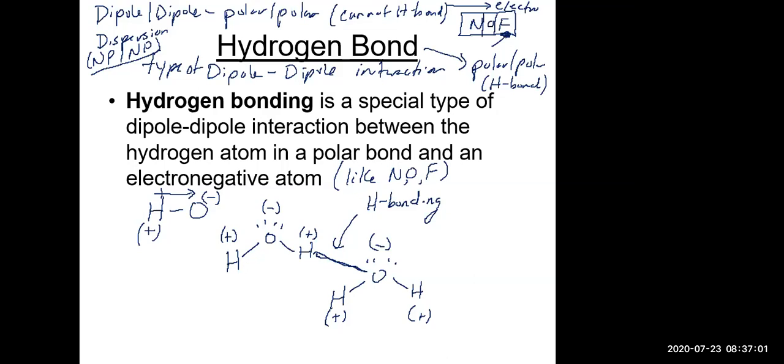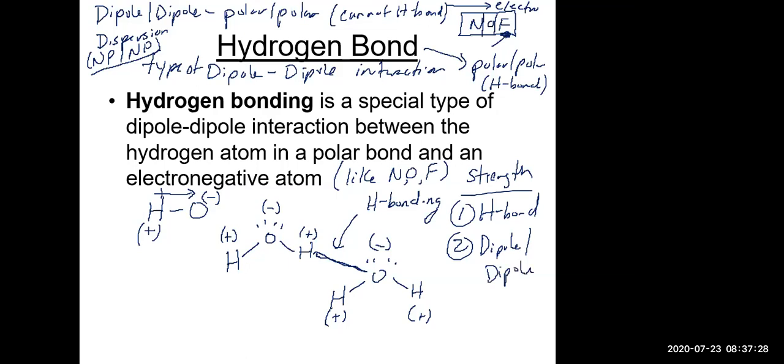In terms of strength, the strongest out of all three of those is hydrogen bonding. So hydrogen bonding is the strongest intermolecular force you could have. So in terms of strength, number one is hydrogen bonding. Number two is dipole-dipole. And the weakest out of all of those is dispersion forces.